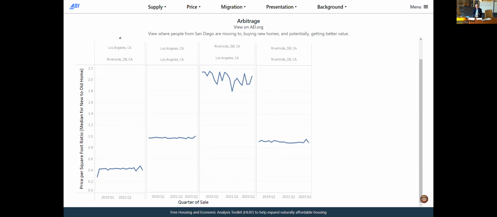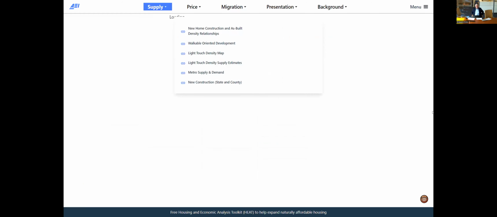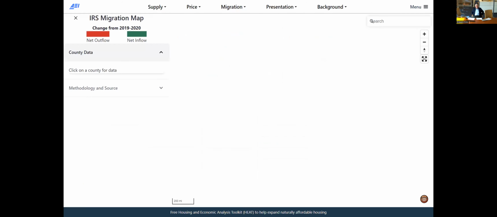You also see that the price per square foot within the moves intra LA County are down in the 95-cent range also. We're now going to move on to the next tool, which is another migration tool. And that's going to be the IRS migration map.